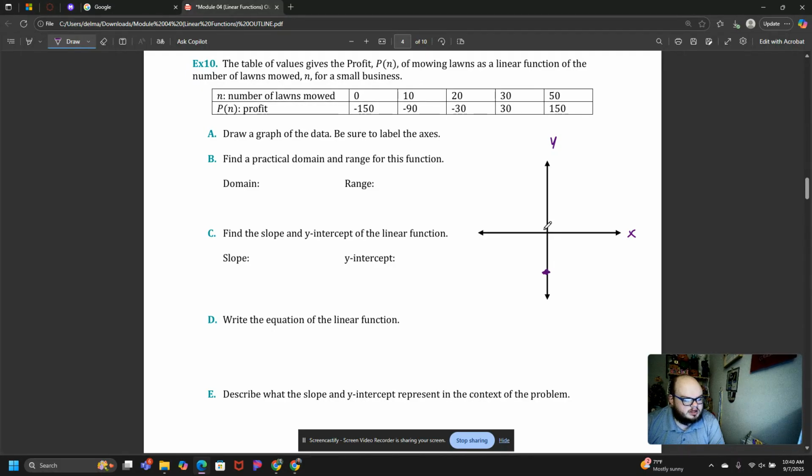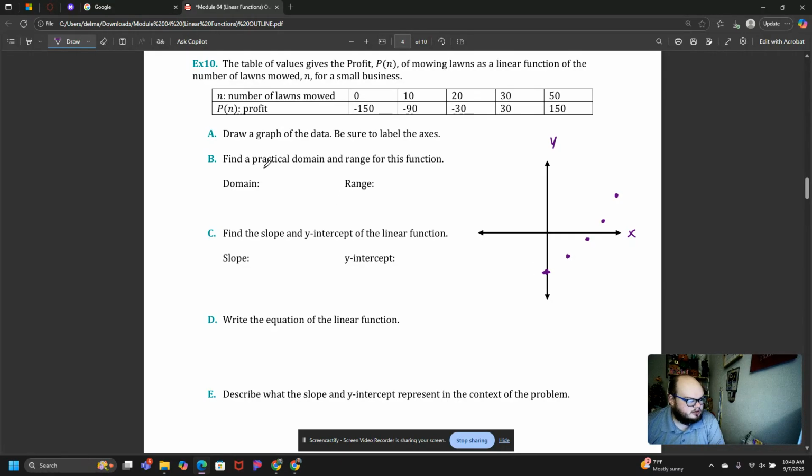When they've mowed 10 lawns, they're at negative 90, and this is just kind of not exact. And then at 20 lawns, they're at negative 30. At 30 lawns, they're at 30. And at 50 lawns, they're at 150, we'll say. Okay, we're going to say that that looks close enough.